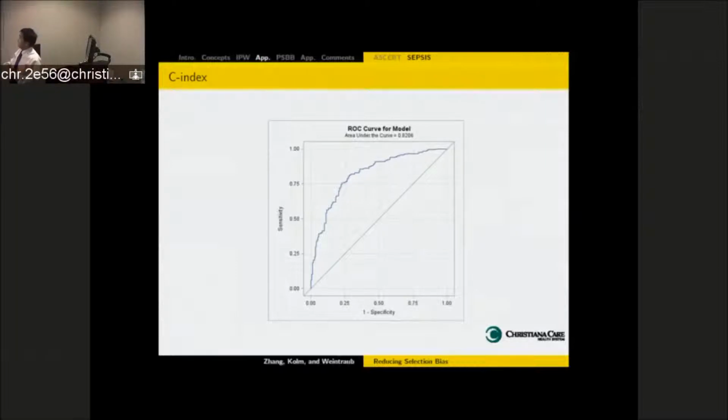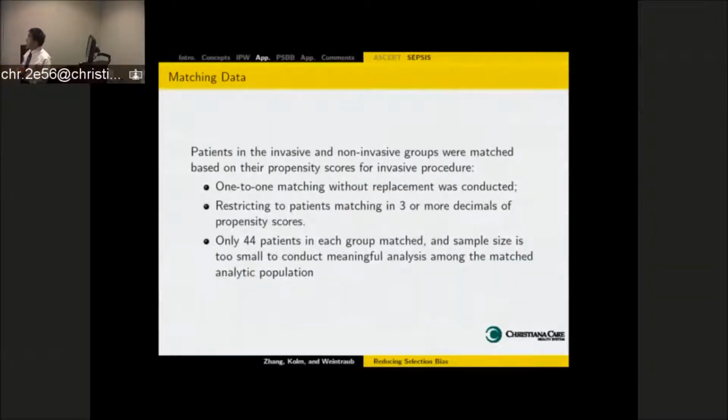This is another way to look at our propensity score. The C index is 0.82, which means our logistic regression model for calculating the propensity score should be pretty good, with a pretty good ability to distinguish between the two procedure groups. If we use one-to-one matching without replacement, and match on three or more decimals of the propensity score, we only can get 44 patients in each group.